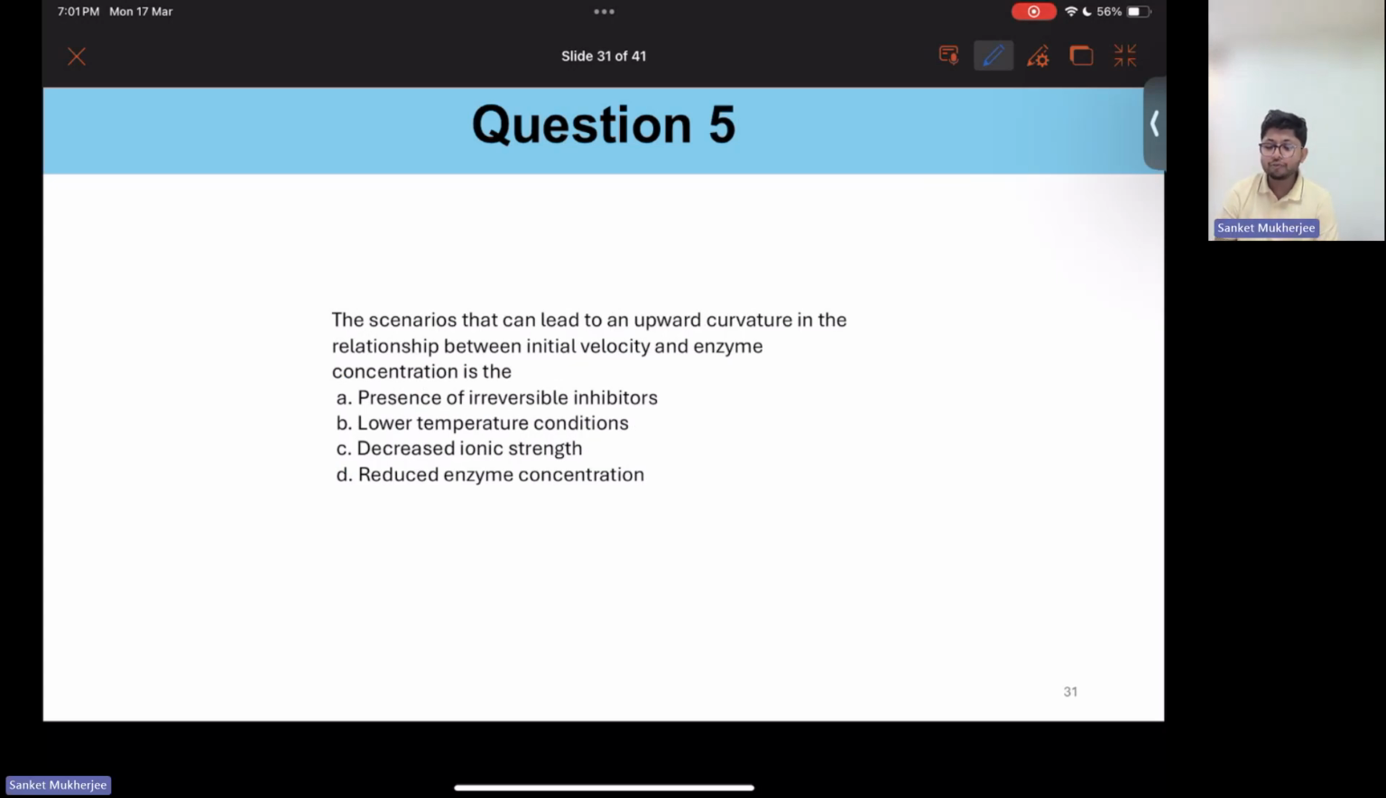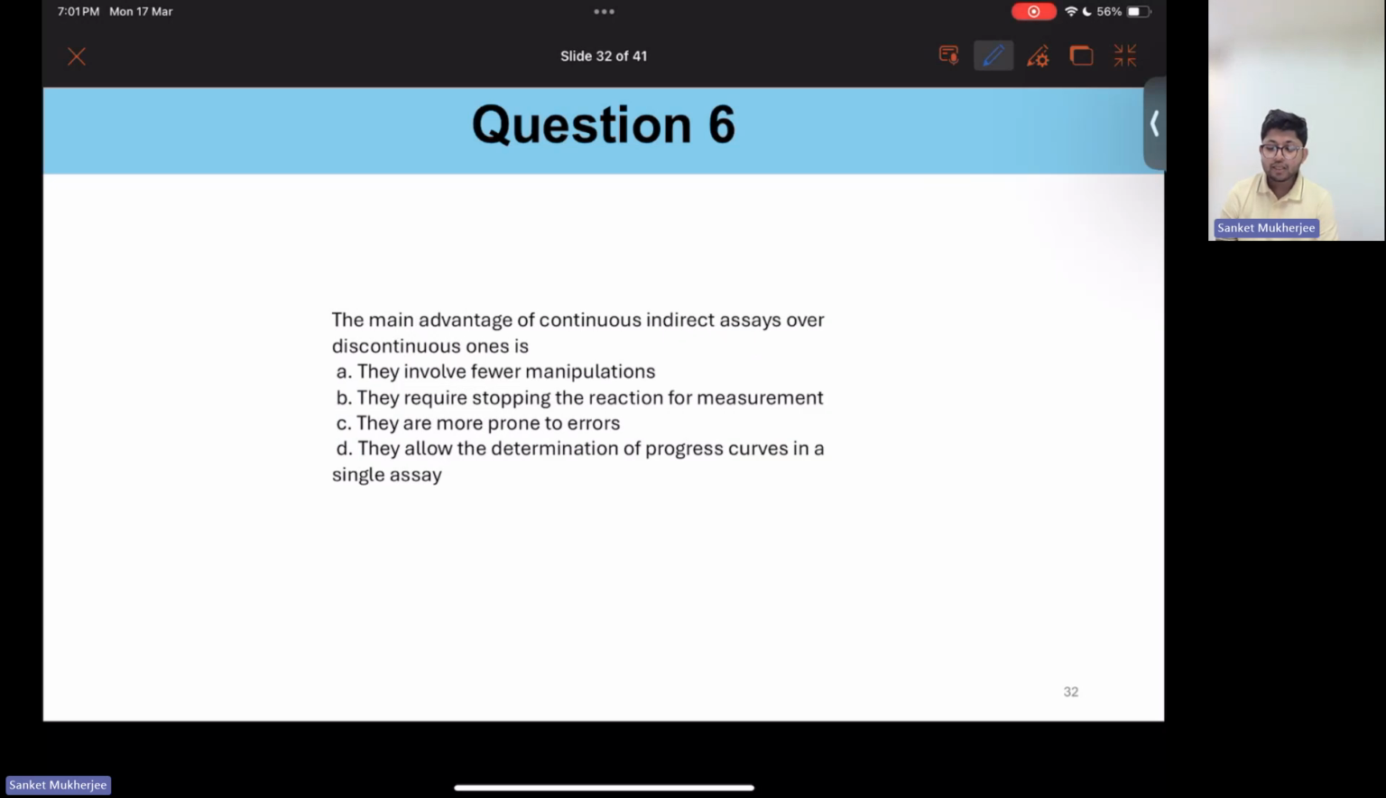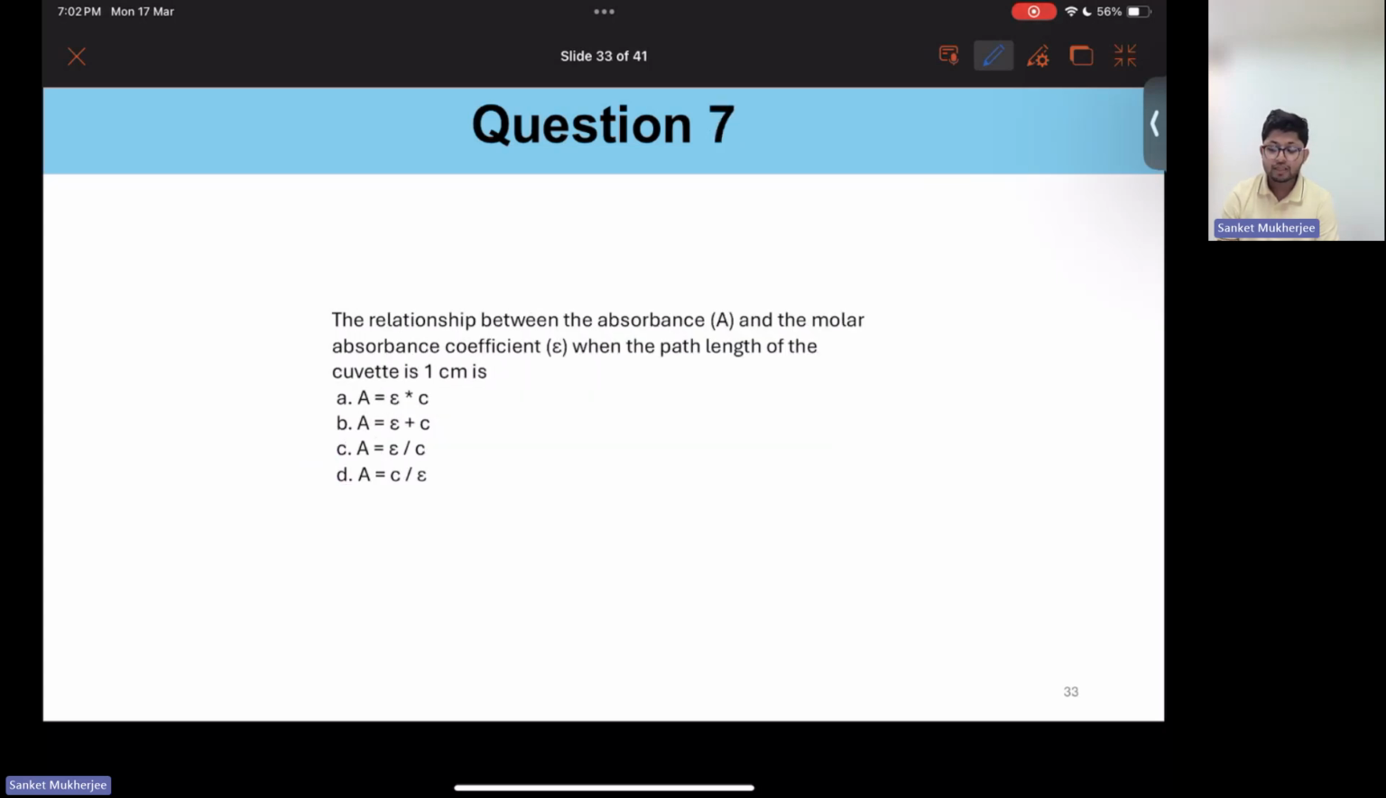Scenarios that can lead to an upward curvature in the relationship between initial velocity and enzyme concentration is the presence of irreversible inhibitors, lower temperature conditions, decreased ionic strength, or reduced enzyme concentration. So it would be presence of irreversible inhibitors. The main advantage of continuous indirect assays over discontinuous ones is they involve fewer manipulations, they require stopping of the reaction for measurement, they are more prone to errors, or they allow determination of progress curve in a single assay. So D would be the answer.